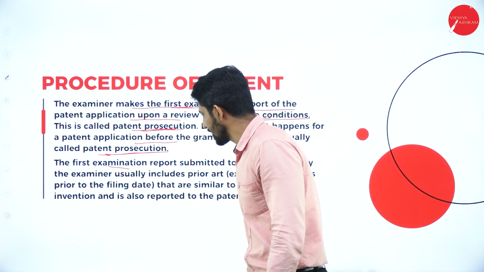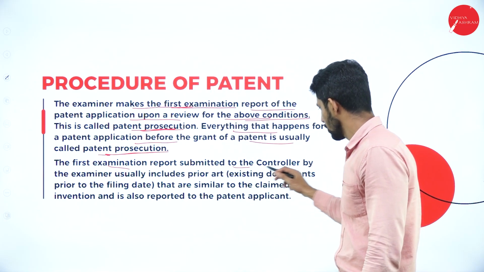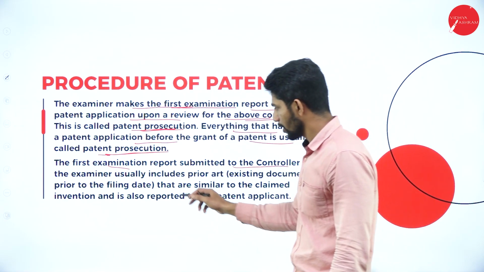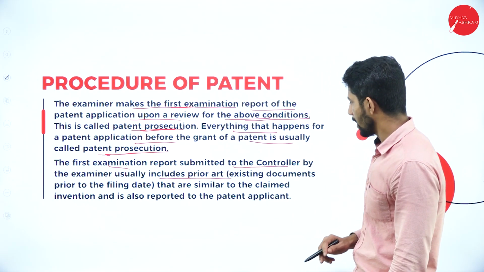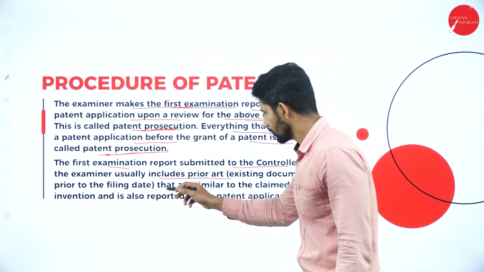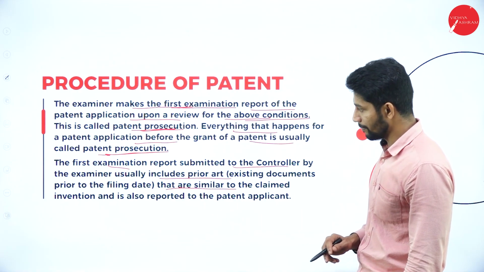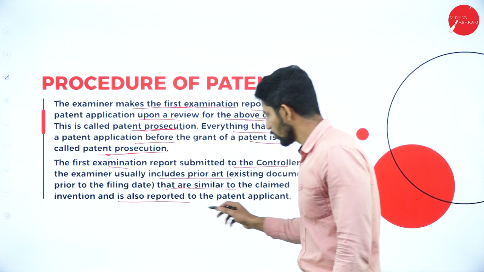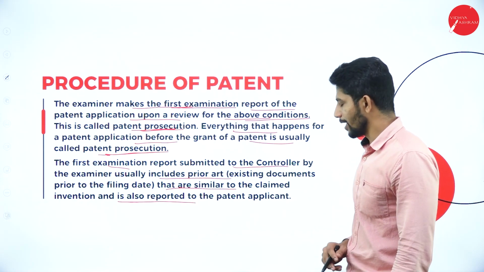Next, the first examination report submitted to the controller by the examiner usually includes prior art, that is existing documents prior to the filing date that are similar to the claimed invention, and it is also reported to the patent applicant.